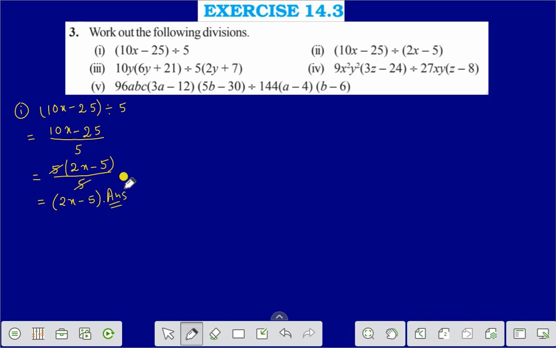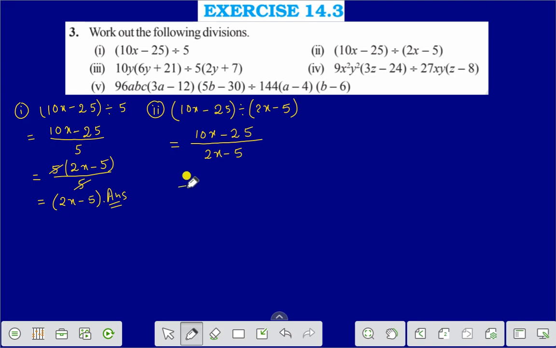Now we will solve question number 2. Question number 2 here you see is 10x minus 25 divided by 2x minus 5, or it can be written as 10x minus 25 divided by 2x minus 5.